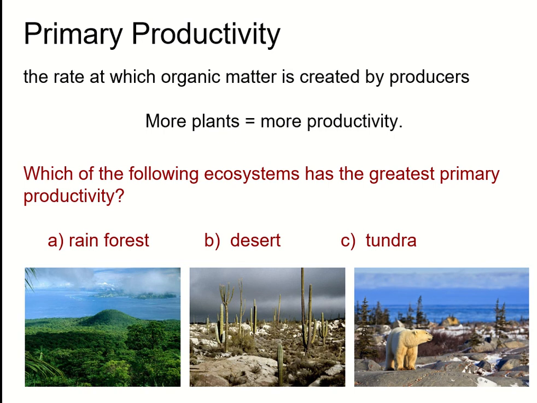Primary productivity is measured. It's the rate at which organic matter is produced or created by the producers. So if you have more plants, you have more productivity. Which of the following ecosystems do you think has the greatest primary productivity? The rainforest, the desert, or the tundra?